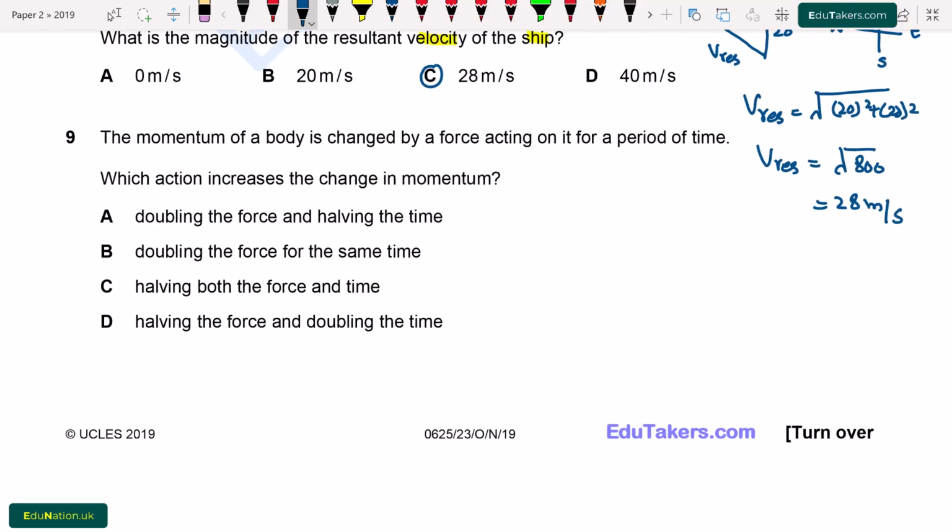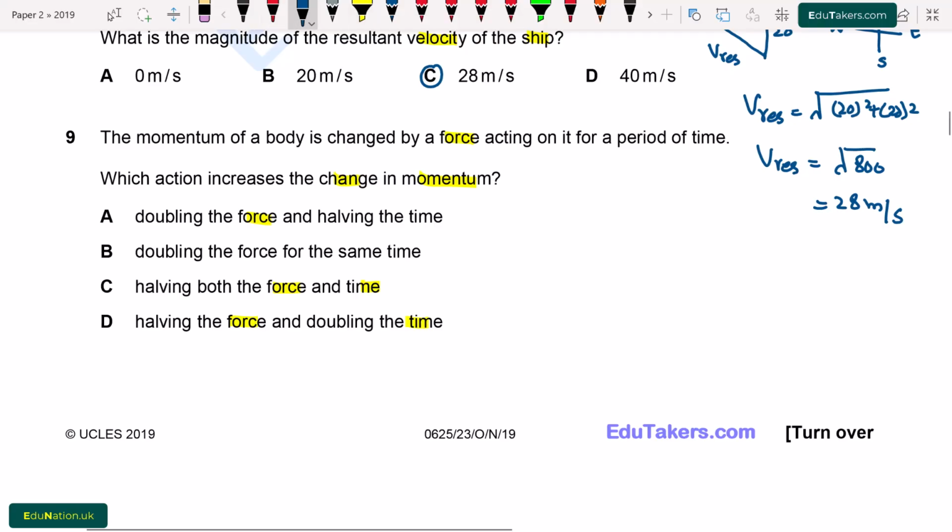Question number 9. The momentum of a body is changed by the force acting on it for a period of time. Which action increases the change in momentum? So here we have to increase the change in momentum. Option A, doubling the force and halving the time. B, doubling the force for the same time. C, halving both the force and time. D, halving the force and doubling the time.